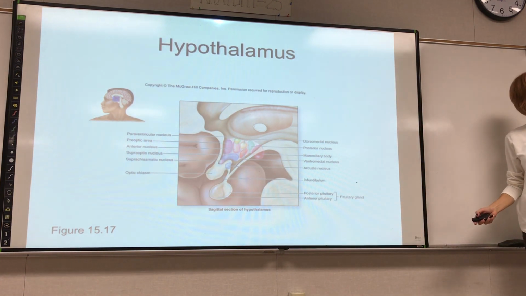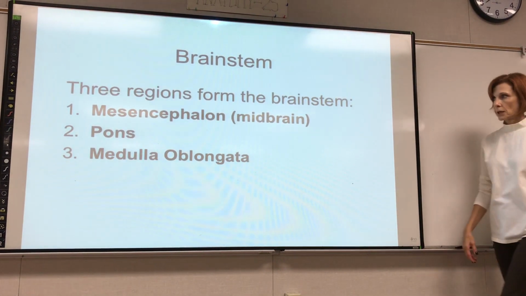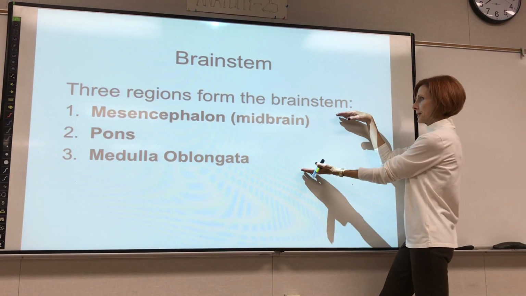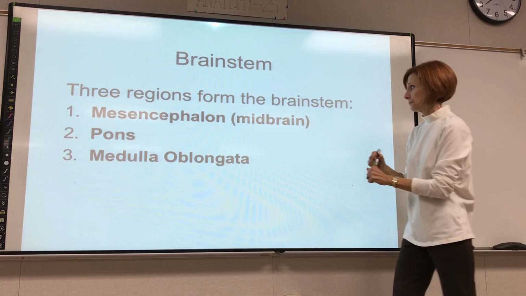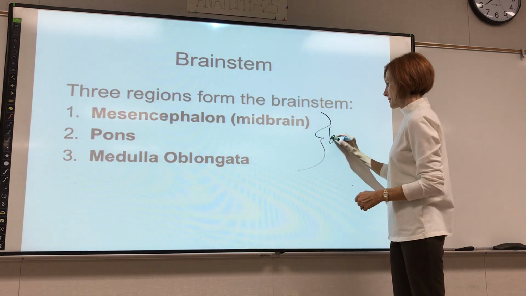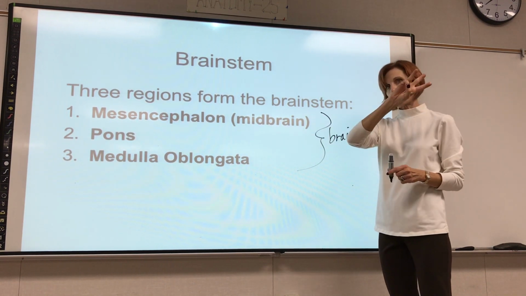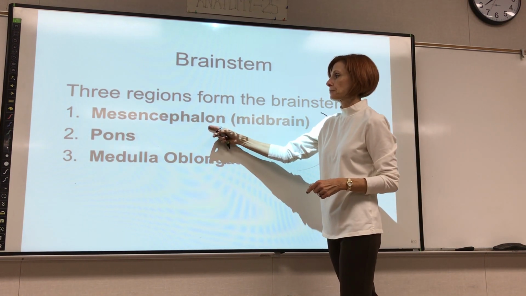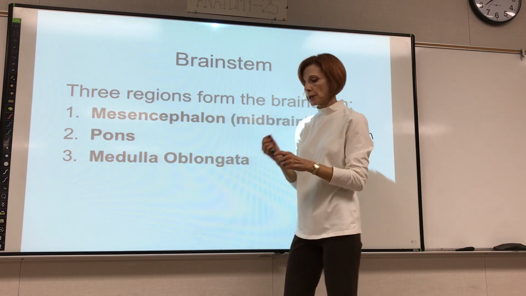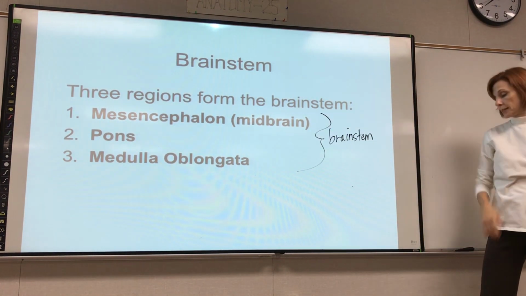Okay, so let's go down into the next part of the brain. And remember, all of these three areas below the diencephalon together make up the brain stem. All of those together are called the brain stem. But it's really these three regions, the midbrain, or you can say mesencephalon, the pons, and the medulla. So we're going to start with the midbrain. We're just going to keep working our way down.